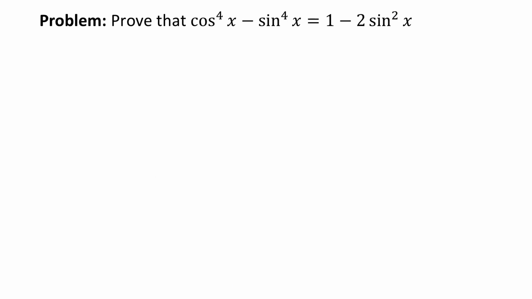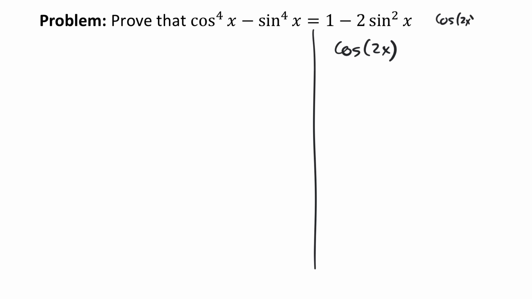Now let's look at another one. Cos to the 4th x minus sine to the 4th x equals 1 minus 2 sine squared x. So again, I'd encourage you to pause the video and give it a try. Now on the right-hand side, I think this looks like a cos 2x. And so again, normally we were taking the cos 2x identity and writing it as maybe cos squared minus sine squared, or 1 minus 2 sine squared x. Normally we went this direction, but we could go this direction. Now that might be good, it might not be good, but we'll just see what happens.